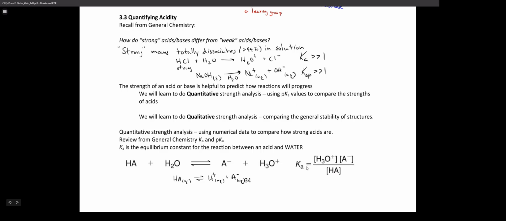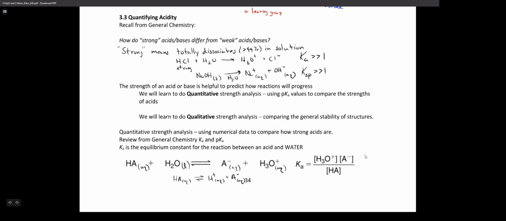What is the only thing that appears in Ka? Terms which are aqueous. Good. Water is left out because its concentration is constant. Except in very, very concentrated or very dilute solutions, water's molarity is always about 55. You can prove that. No one will ever ask you what the molarity of water is, because you only know the molarity of solutions. But since it's a constant, we leave it out. This is Ka. You should remember that from last semester.